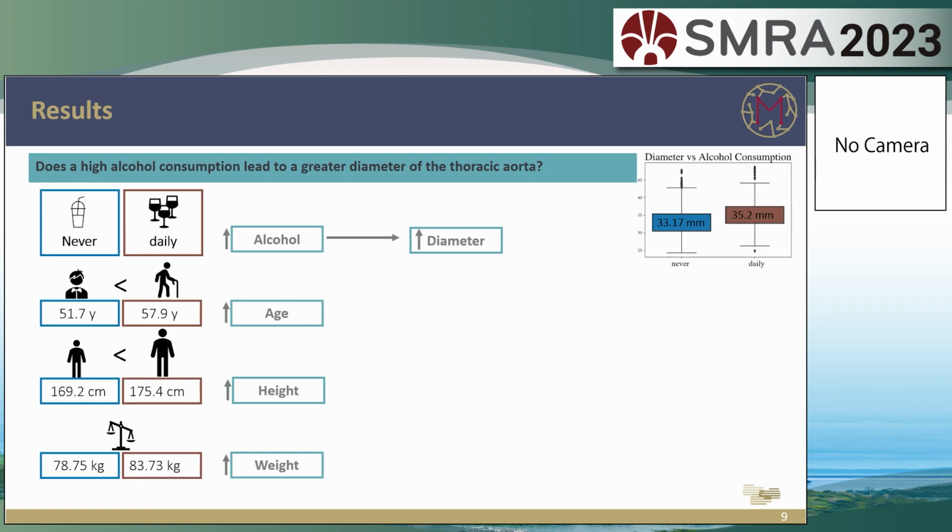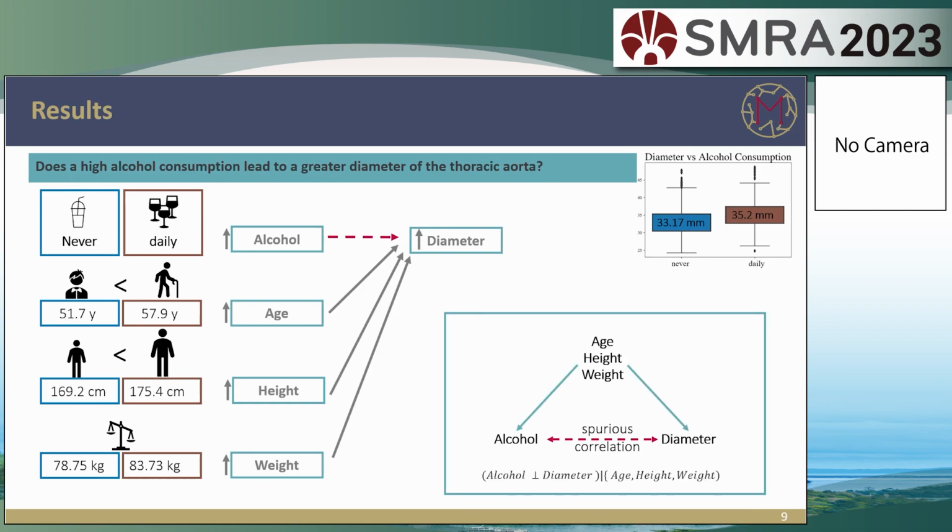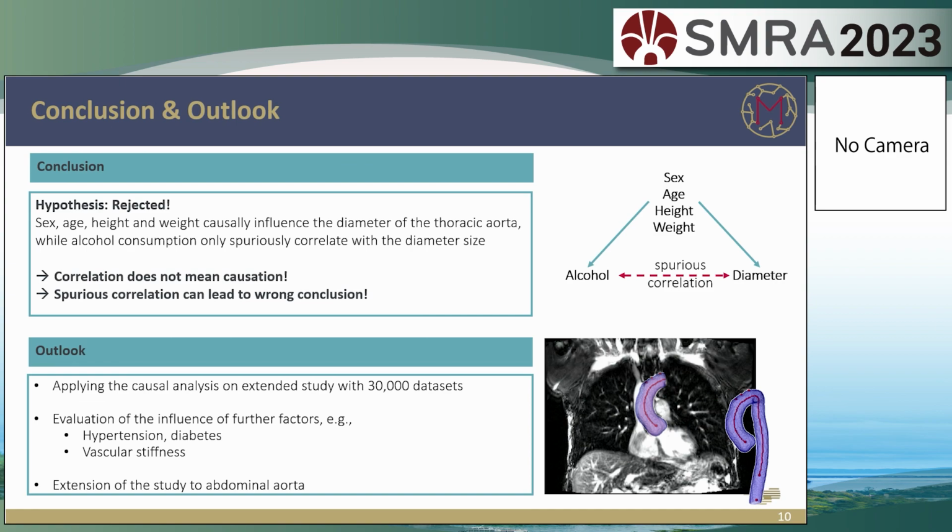And as we figured out before with the correlation test, but also as the Peter-Clark algorithm revealed, if those factors increase, also the diameter size increases. So we found that those factors actually are a confounding factor for the relationship between the alcohol consumption and the diameter size. So we simply only have a spurious correlation between the alcohol consumption and the diameter size, and not a causal relationship. And with these results, we have to reject our hypothesis, since only sex, age, height, and weight causally influence the diameter size of the thoracic aorta, while alcohol consumption is only spuriously correlated with the diameter size.